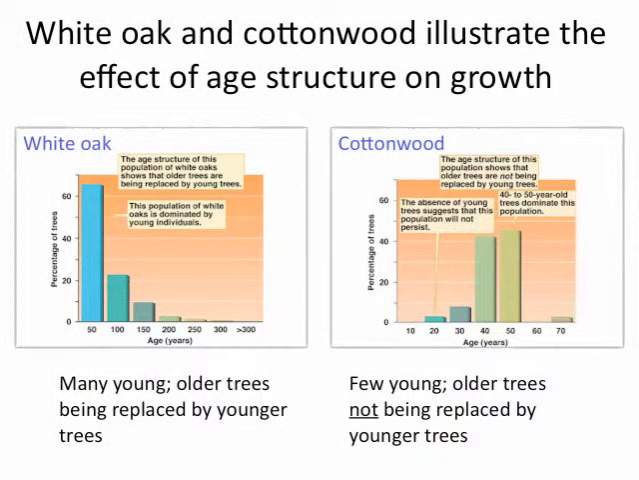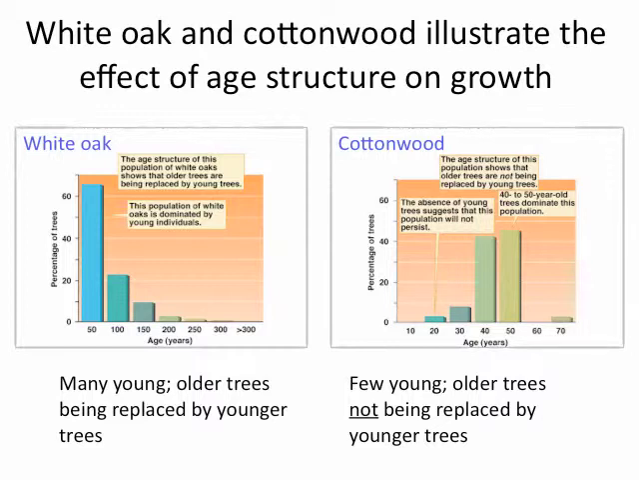So let's take a look at this phenomenon in an ecological population. Okay, these are population age structures for two species of plants, white oak and cottonwood, and it's illustrating the effect that age structure can have on the growth of populations. So in the white oak population, you can see that the age structure shows that older trees are being replaced by younger, because you have many fairly young trees, that is 0 to 50 years old. So these are fairly young reproductive individuals that are supplying new individuals to the population. So this population is dominated by young individuals and has a very strong potential for growth.